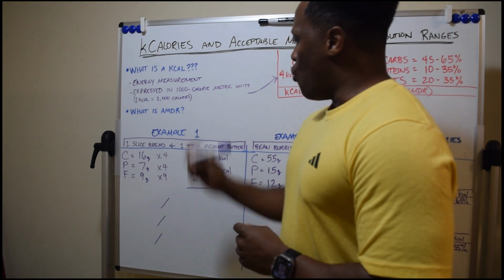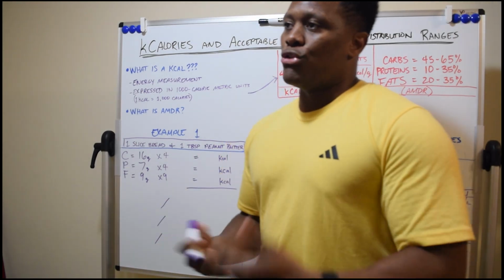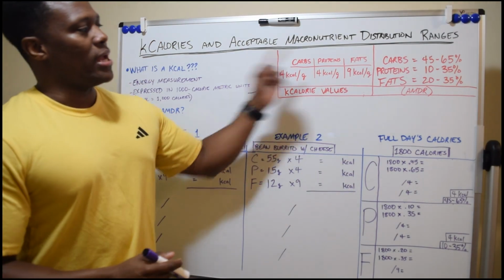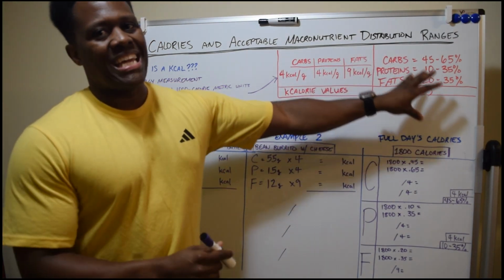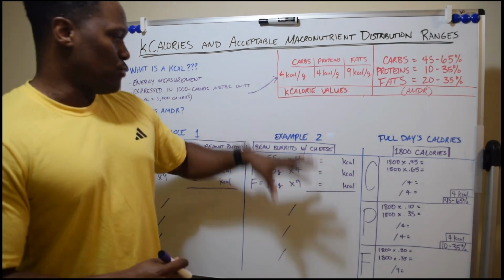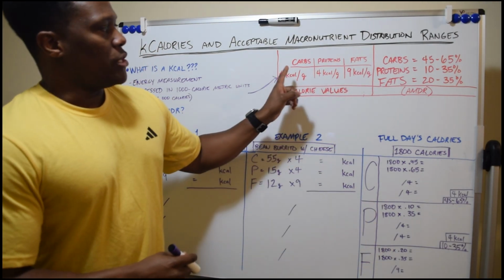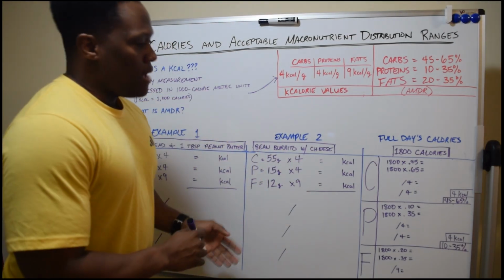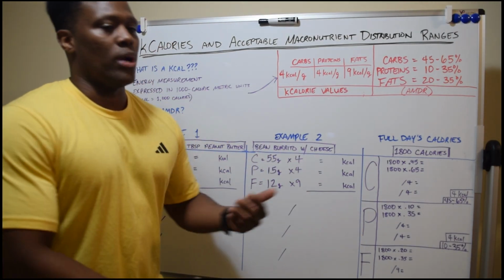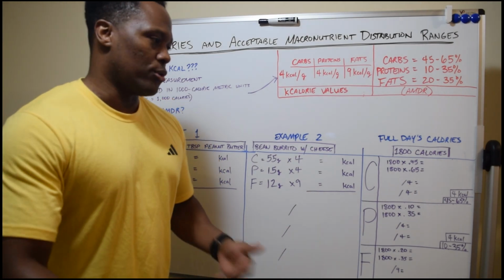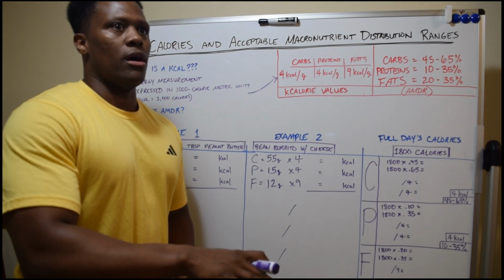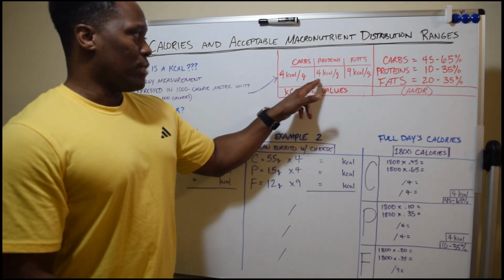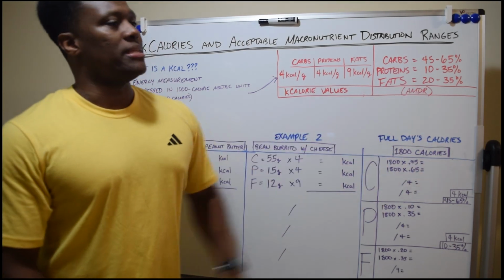Then we go to what is AMDR. Well, that's your acceptable macronutrient distribution ranges. And if we look over here, I have an arrow pointing to a little bit of a key, if you will, because as we go through this bottom half, this is something you're going to need to remember in order to gauge how you're doing for each meal, as well as for the entire rest of the day. How you do each meal will give you a preview of the whole entire day. So these are our kCalorie values, and over here these are our AMDR values.